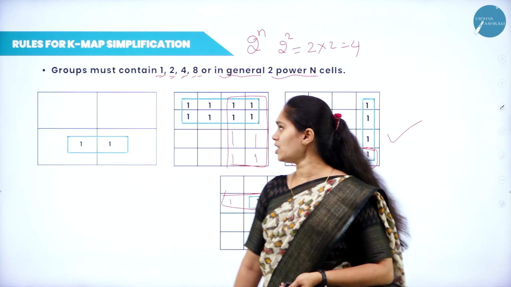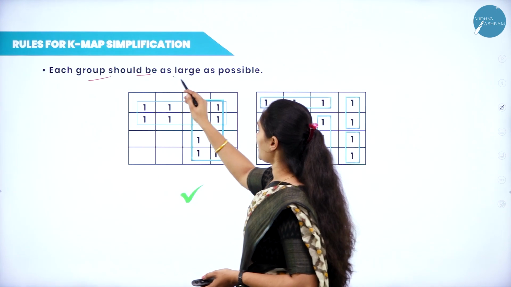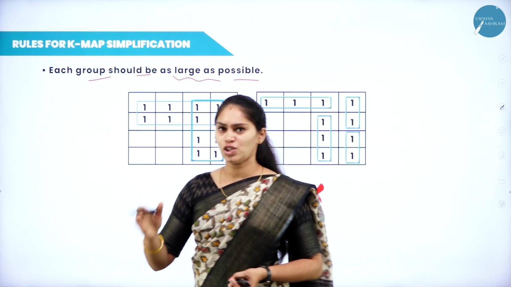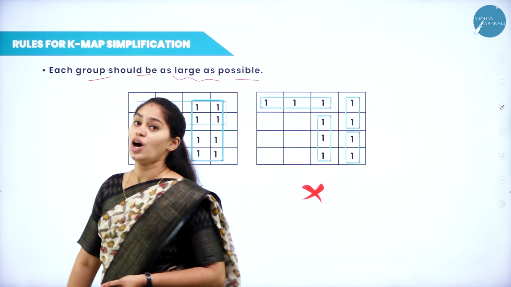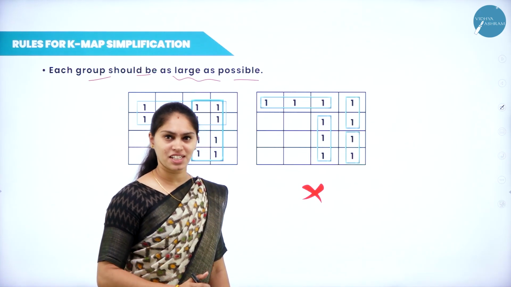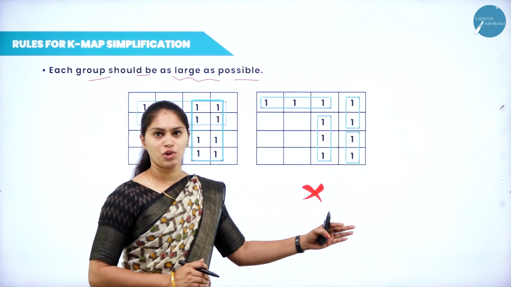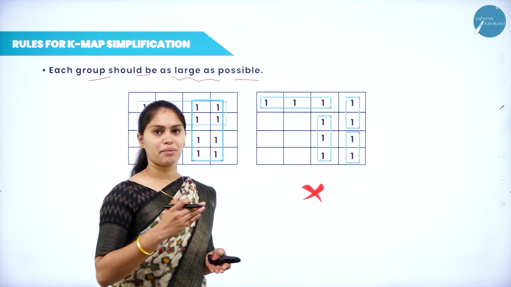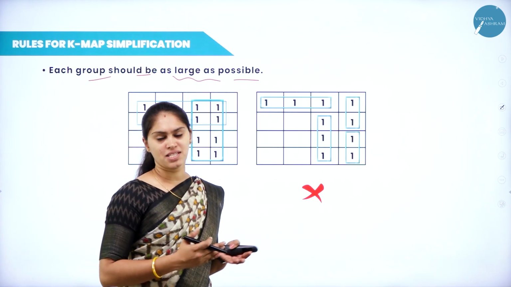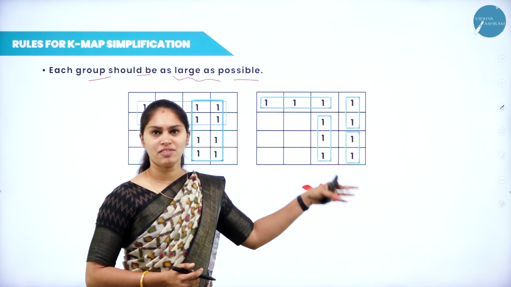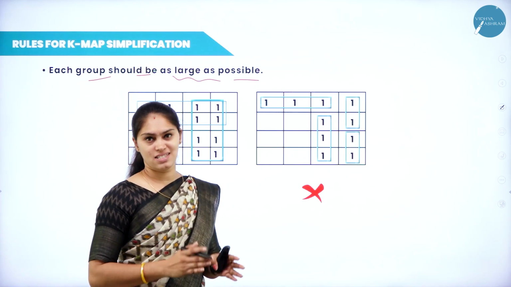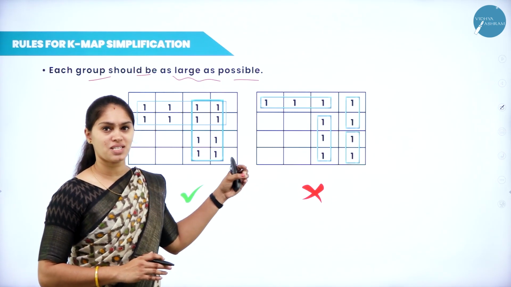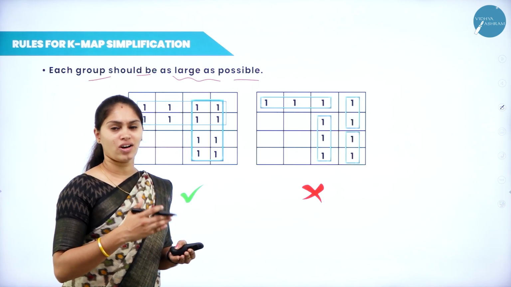So we'll see another rule, that is each group should be as large as possible. As I said, it will be in the format of 1, 2, 4, 8. It should not be any odd numbers, right? So first I must give the preference to the 8 consecutive ones. In our second PUC, we are only going to deal with 4 variables, that is A, B, C, D or P, Q, R, S, any values. If it is 2 power n, ultimately we are going to have 16 boxes or 16 cells. For that purpose, I have to concentrate on grouping the octet. So there must be a possibility of grouping all the 8 consecutive ones.